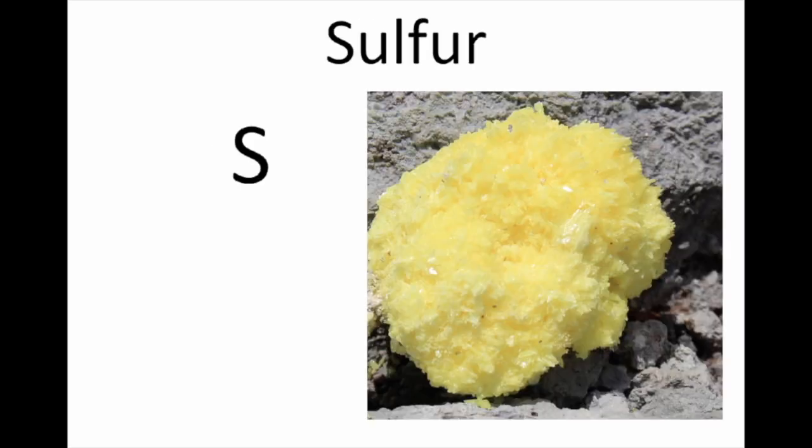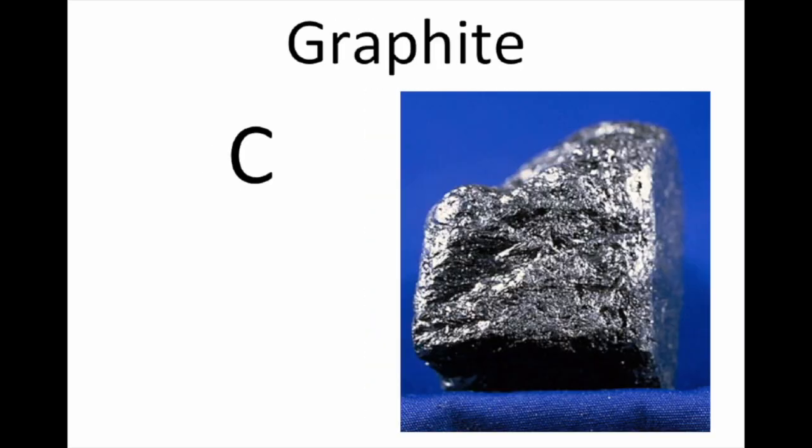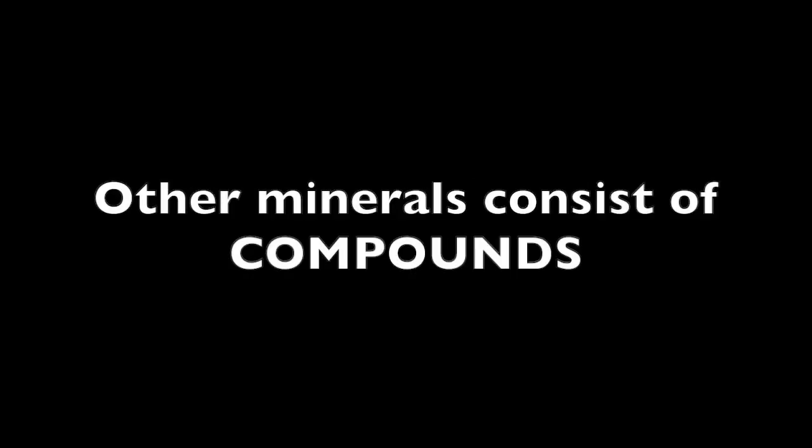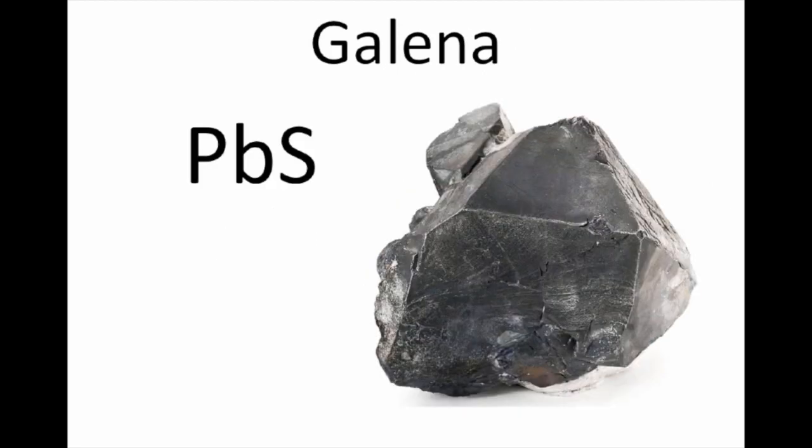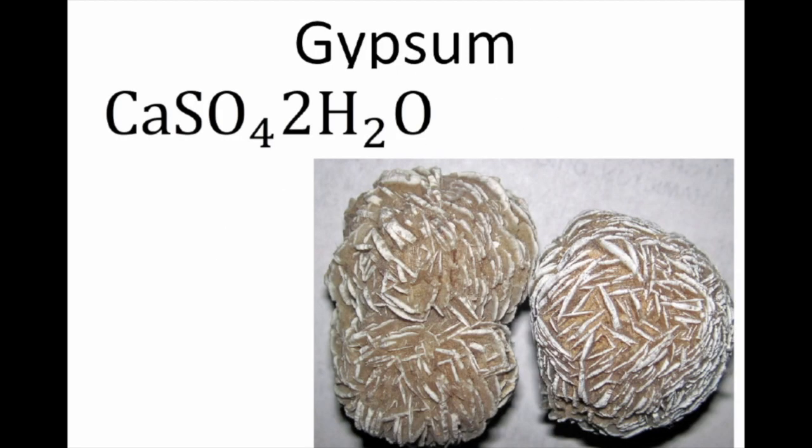Minerals have a fixed chemical formula, which means they're made of only one chemical compound. In fact, some minerals like this gold and this sulfur and this graphite are made of single elements. Other minerals consist of compounds, which means they contain more than one type of element. Examples of minerals made of compounds include magnetite, galena, and gypsum, though there are many others.